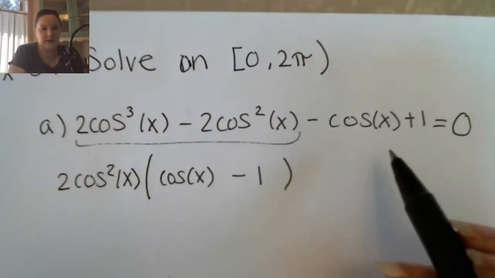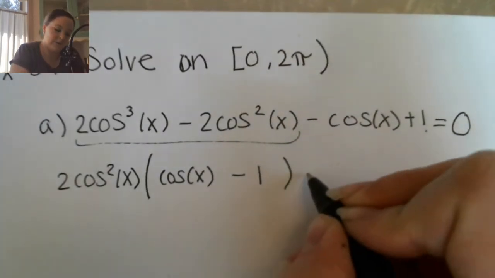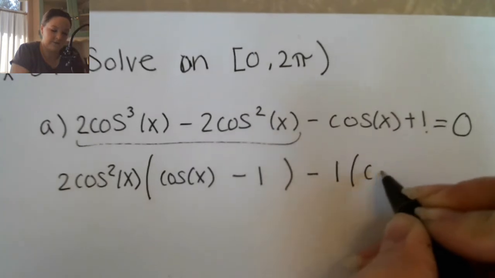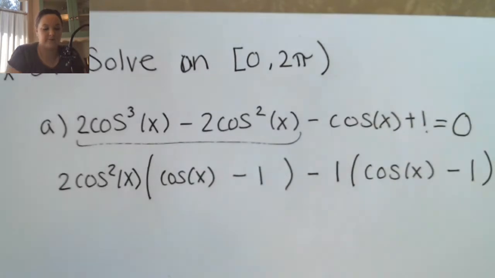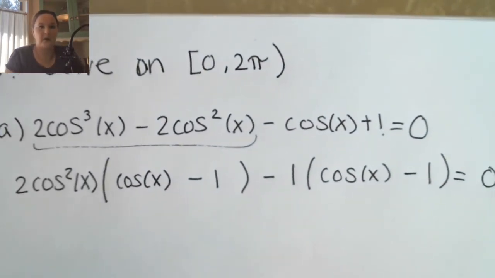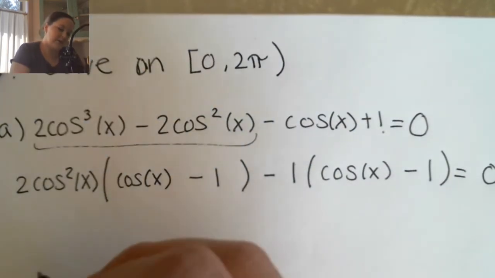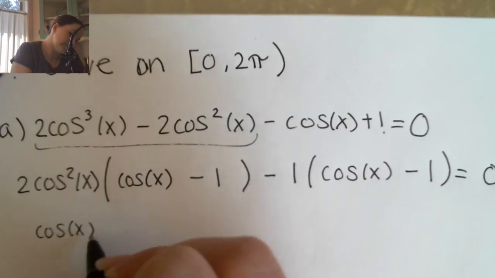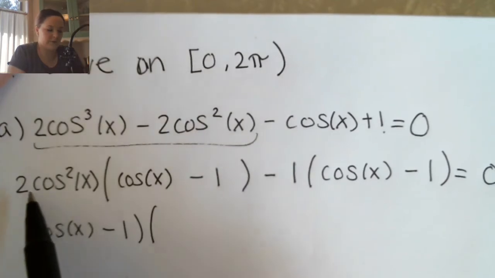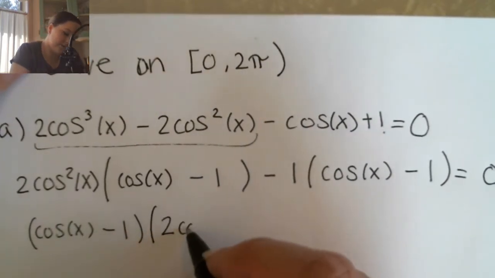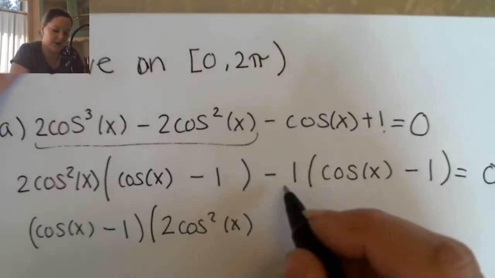Now here, to match this factor, I need to factor out a negative 1. So I'm going to do that. All right. So now I'm going to factor out my common binomial, which is cosine x minus 1. Now what's left over from my first group is this 2 cosine squared x, and what's left over from my second group is minus 1.